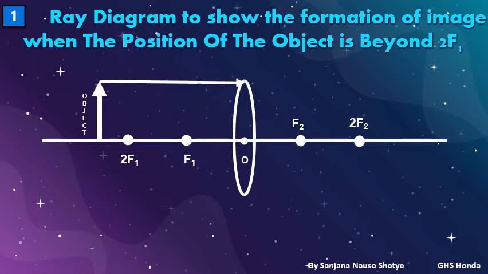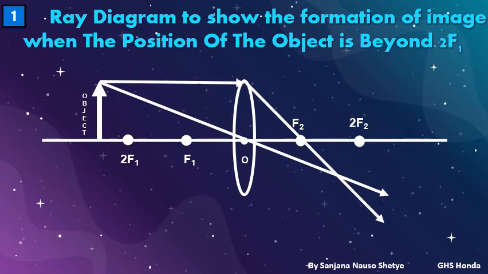Draw a ray parallel to the principal axis which passes through the convex lens and gets refracted. Draw one more ray which passes through the center of a convex lens. Draw a downward arrow from the principal axis up to the point of intersection of two rays which represents an image.